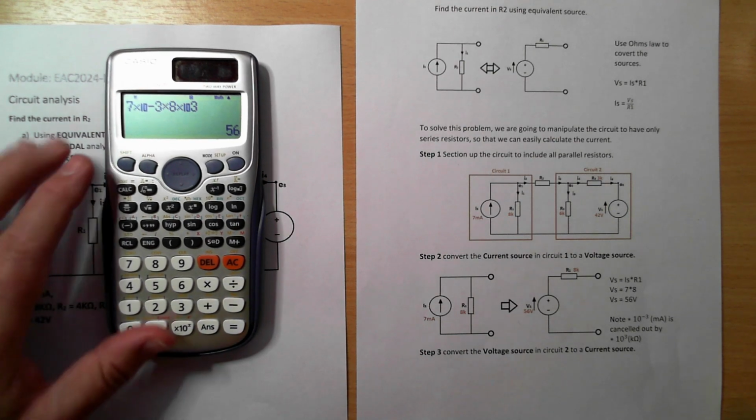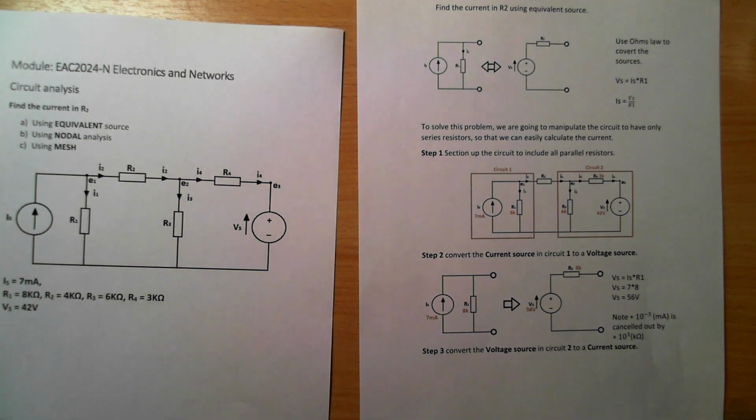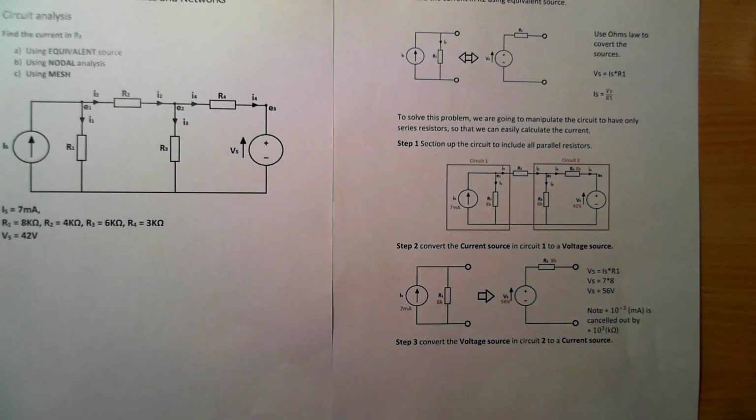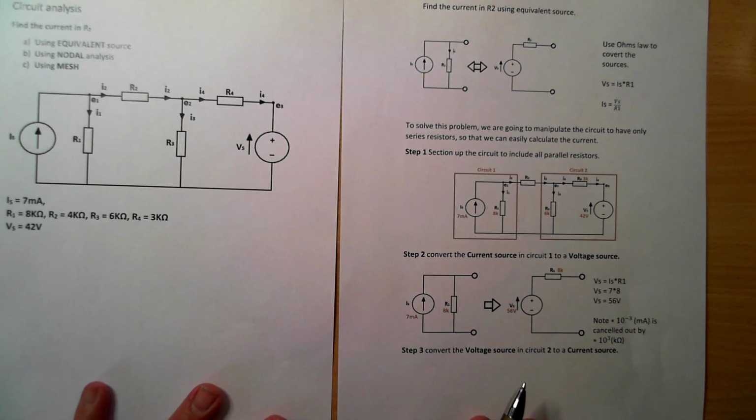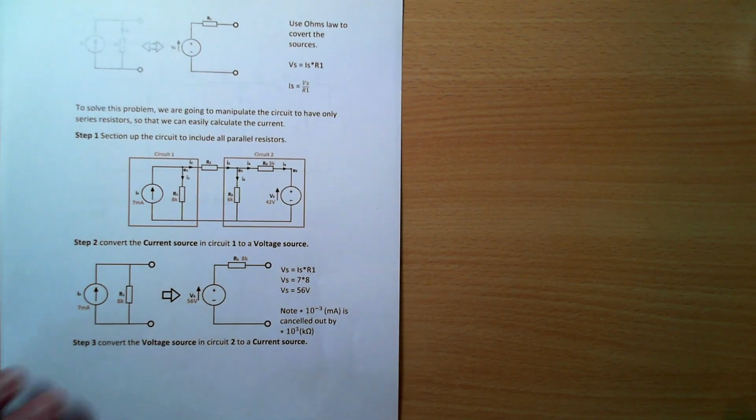You can put all the values in if you don't feel confident, but if you keep everything in kilo ohms, milliamps and volts, you can simplify it by just using the values and not having to put the extra times 10 to the 3 in. So we've sorted circuit 1 very easily in one step. We've just converted our current source to a voltage source.